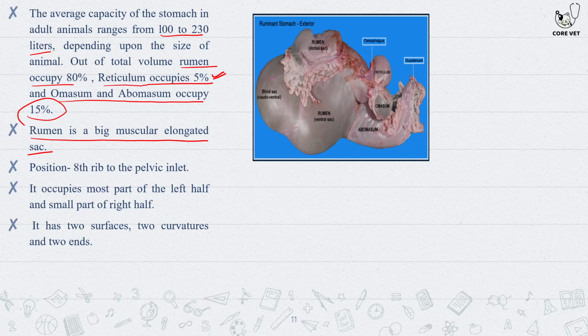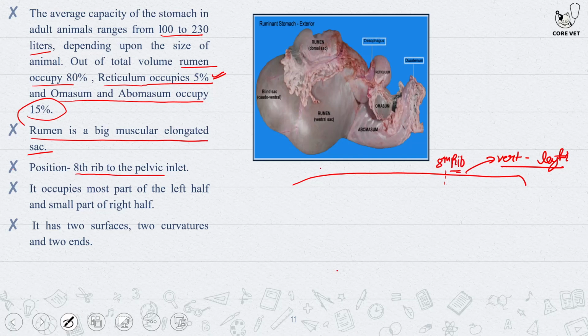Now, coming on to discuss the positioning of the rumen. If we talk about the positioning of the rumen, it extends from the eighth rib to the pelvic inlet. Consider this to be the level of the vertebral column, the length of the vertebral column. So if this is the level of the eighth rib, and this is the pelvic inlet, the rumen extends along this length, from the eighth rib to the pelvic inlet. That's the length of the rumen.